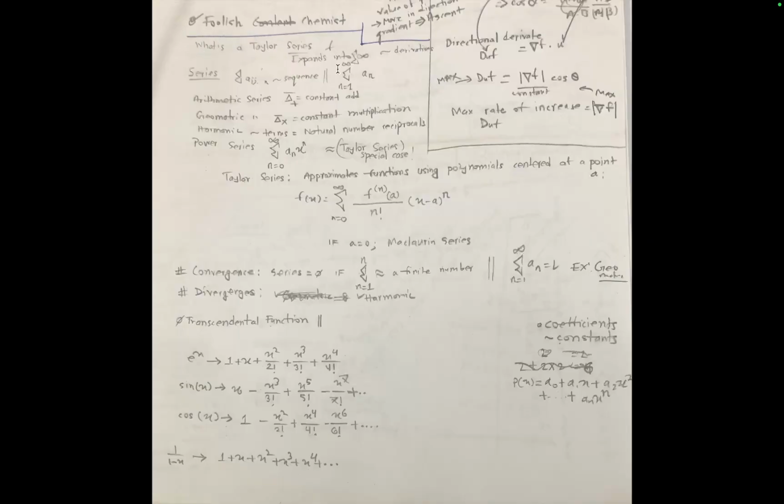What's the Taylor series? It expands elements into infinity and uses derivatives. This was the notation that I tried to write, a with subscript n, where n is a sequence. The word sequence matters. The correct notation is the sum of a subscript n, where n goes from 1 to infinity. What I learned is there are many types of series.